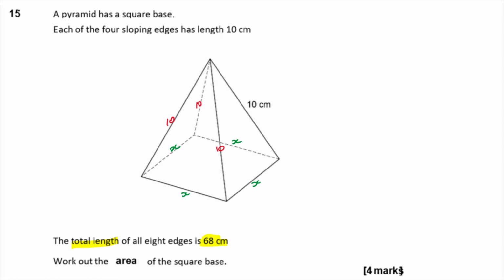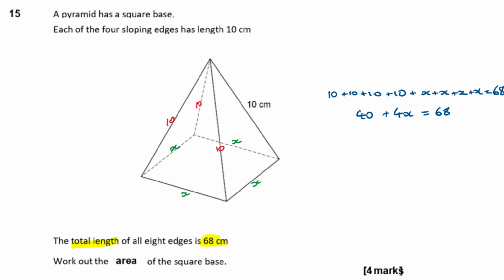So let's do that then. I've got 4 edges of 10, haven't I? So 10 plus 10 plus 10 plus 10, and I've got x plus x plus x plus x. They're my 8 edges, and that is equal to 68. So 4 tens, that's 40, plus 4 x's, that's 4x, and that is equal to 68. So I've got a linear equation in x, which I can then solve.